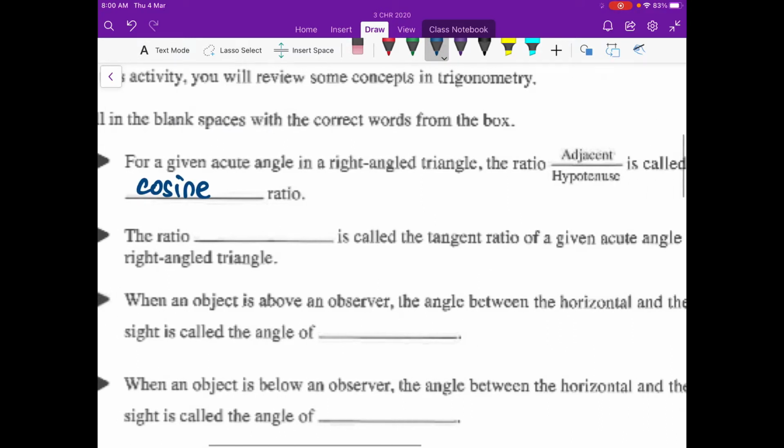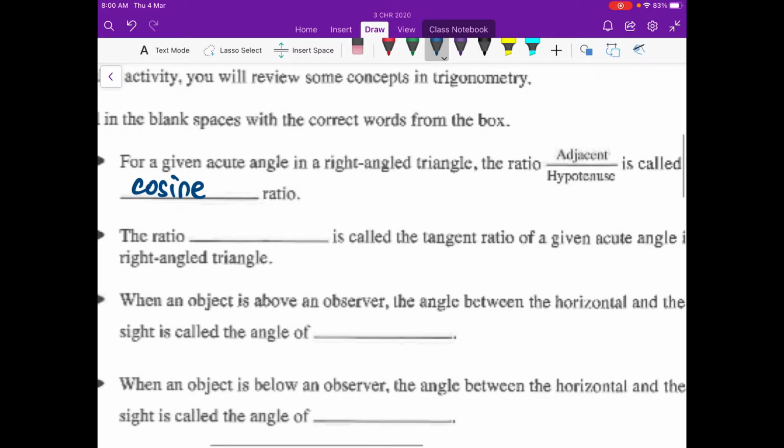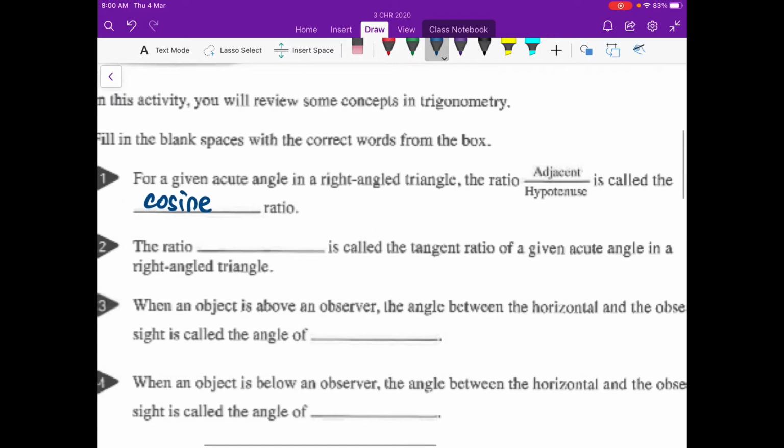Okay, cosine because it is adjacent over hypotenuse. Alright, next one. Tangent. The ratio. Okay, for tangent, which side over which side? Opposite. Over adjacent.